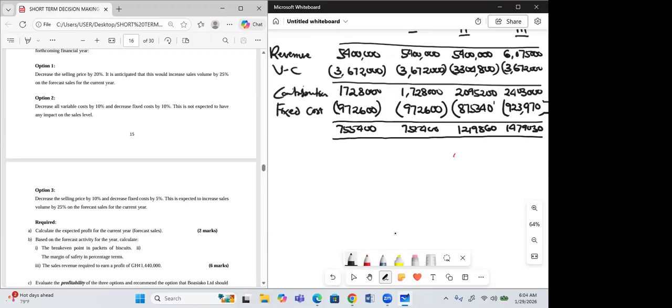So which one is more profitable? I think option 3. Yes, sir. So option 3 is the most profitable, right? Yes, sir.